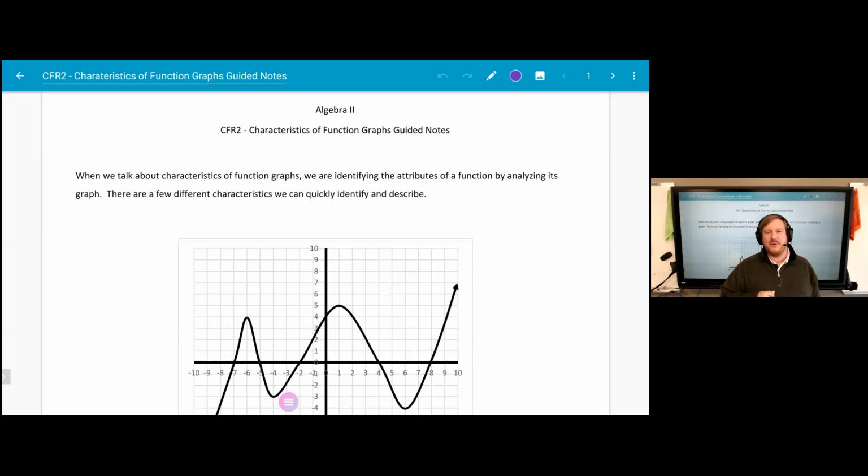We're looking at characteristics of function graphs. What do I mean when I say characteristics of function graphs? We're trying to identify the attributes, or what the function looks like, by looking at its graph. There are a few different characteristics that we're going to quickly identify and describe. We have very specific ways to describe these functions. So let's go ahead and take a look at this.